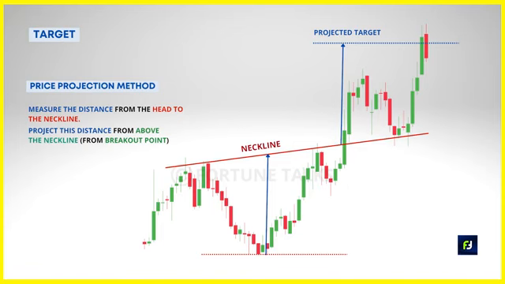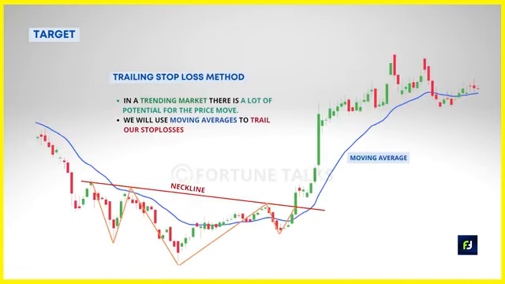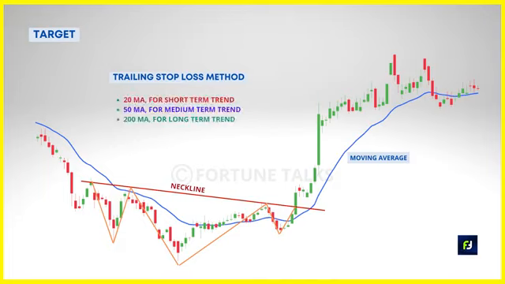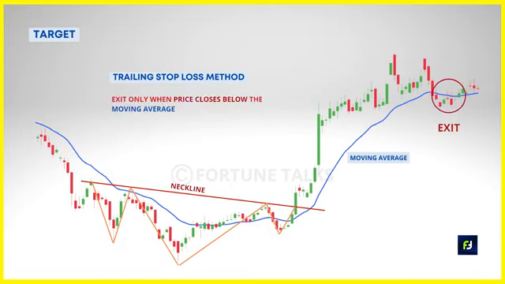But unlike the price projection technique, a trailing stop loss method does not use a fixed profit target. Instead, you trail your stop loss as the price moves in your favor so that you can ride the entire trend. So in order to do that, the first step is to decide on the type of trend you want to capture, whether it's a short-term, medium-term or long-term trend. Then you can trail your stop loss with the appropriate moving averages, like 20 period for short-term, 50 period for medium-term and 200 period moving average for long-term trades. You will exit the trade only when the price closes below the moving average.